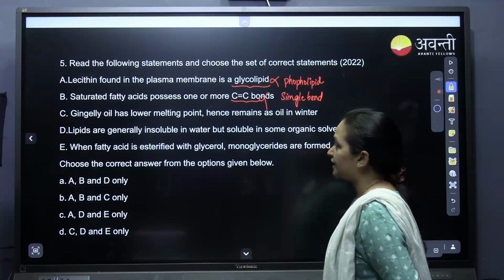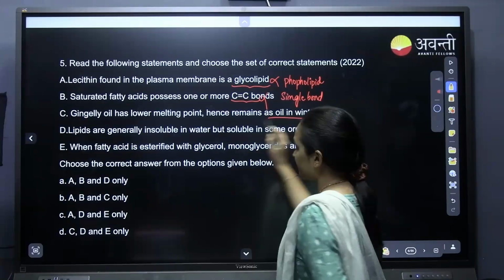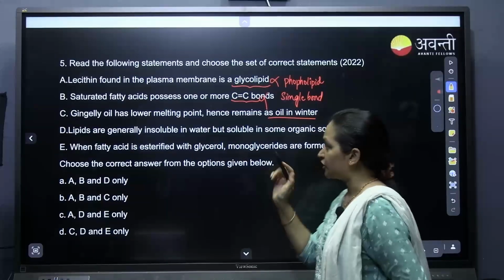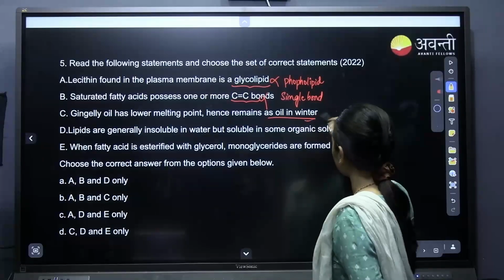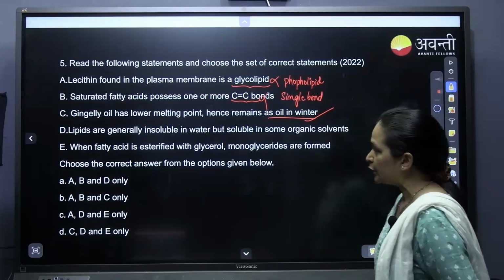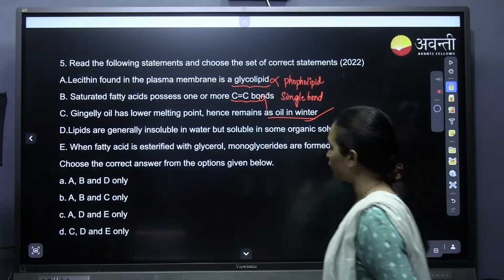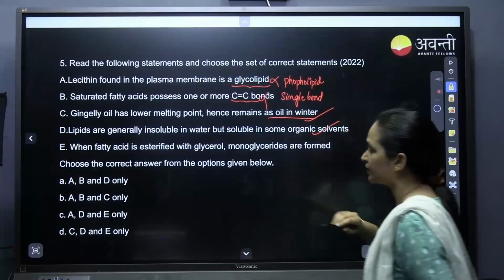Gingerly oil has a lower melting point, hence it remains as oil in winter. Yes, as it has a lower melting point, even in colder temperature it can remain as oil in the winter. This is correct. Lipids are generally insoluble in water. Yes, they are insoluble in water, but soluble in some organic solvents. This statement is correct.